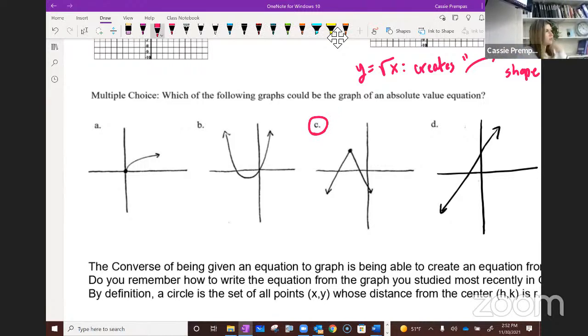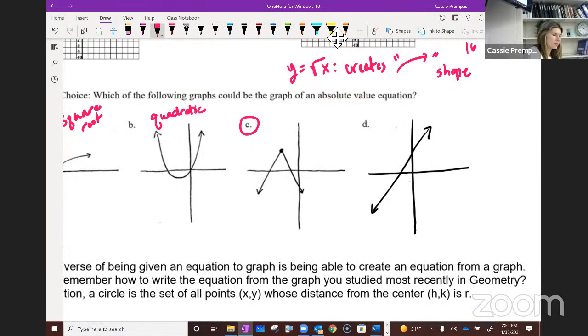It is C. What if I asked you to identify the square root graph? A, good. So make sure you know the difference in the graphs. What if I said identify a quadratic? B, or I could say a parabola. And then D would be what type? Linear if you want to be fancier, but line works too. It's a linear equation.